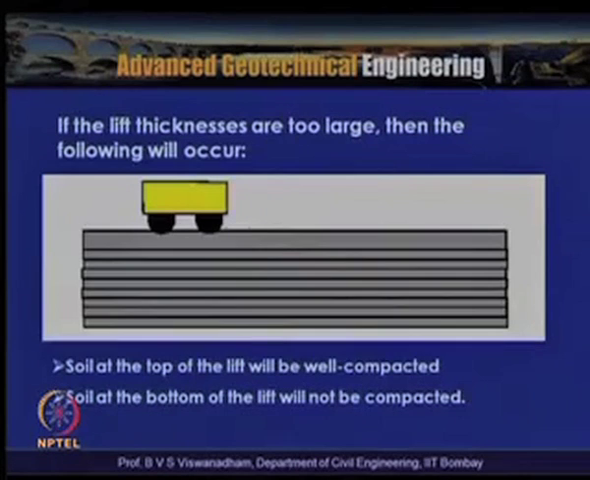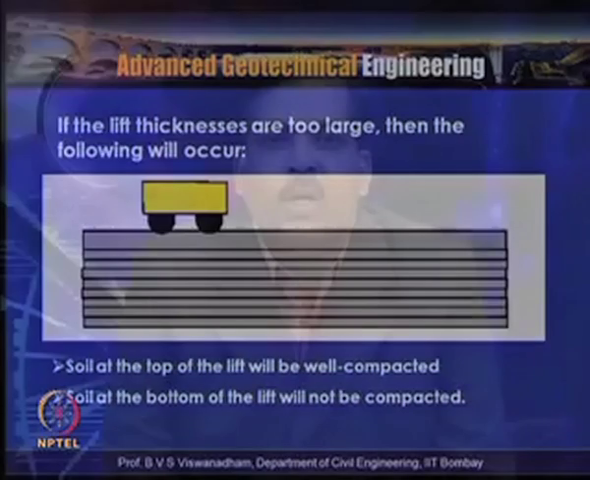As I said, the soil is compacted in different lifts, and if the lift thicknesses are too large, the following can occur. Soil at the top of the lift will be well compacted, and soil at the bottom of the lift will not be compacted at all. If I have a lift thickness of, say, more than half a meter, soil at the top of the lift appears to be compacted, and that can give misleading results. Overall, when we have a number of layers compacted like that, this can lead to distress, affecting the performance and serviceability of the structure being used for a particular application.